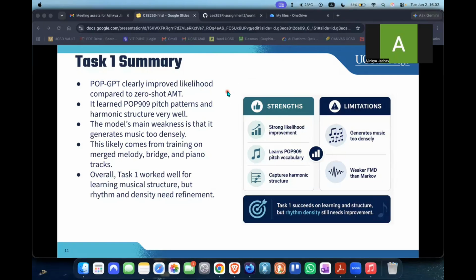Thank you, Guntal. That was a really nice presentation. Hi everyone, I am Ajinkya. I'll be explaining the task 1 summary and I'll be continuing from here onwards.